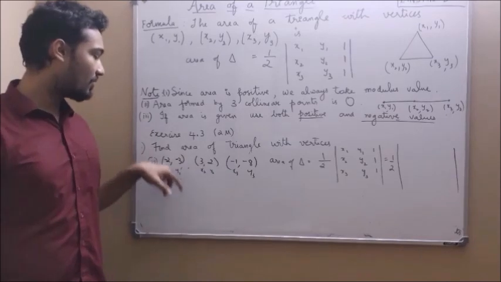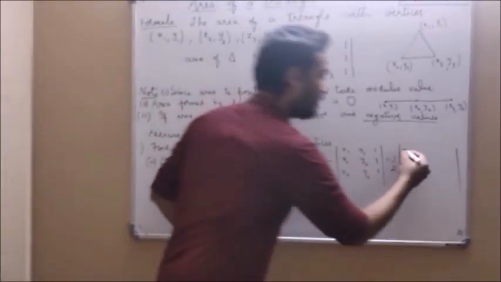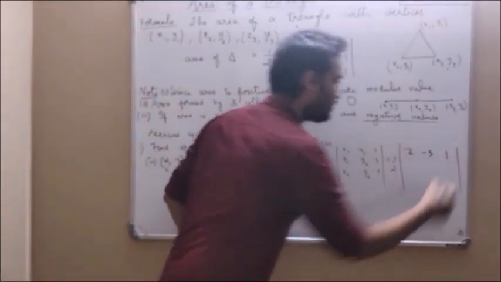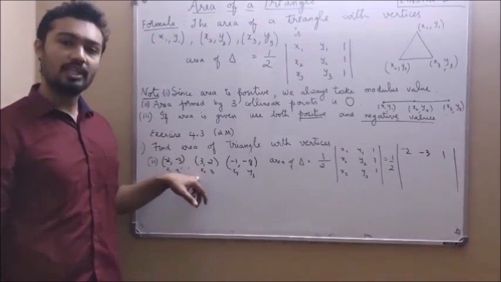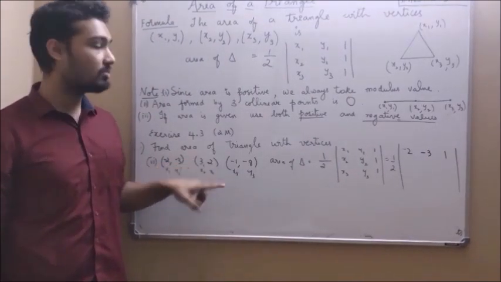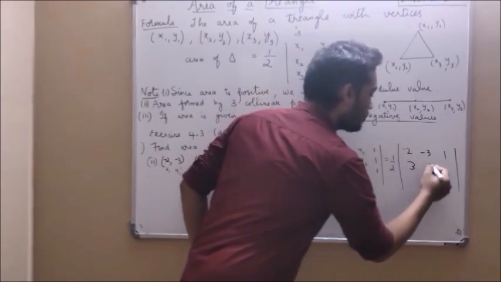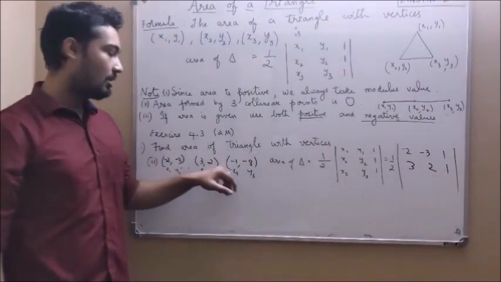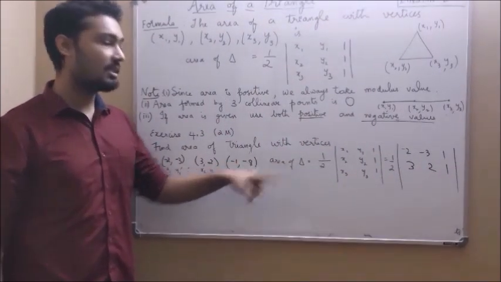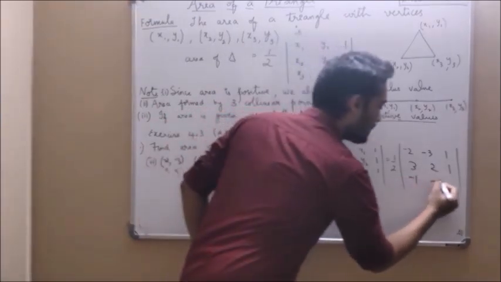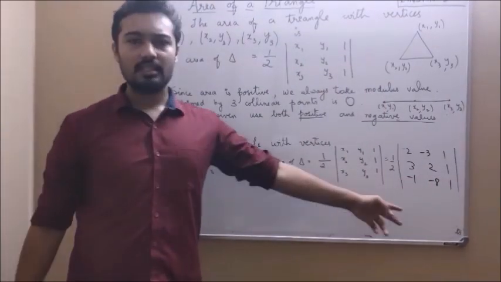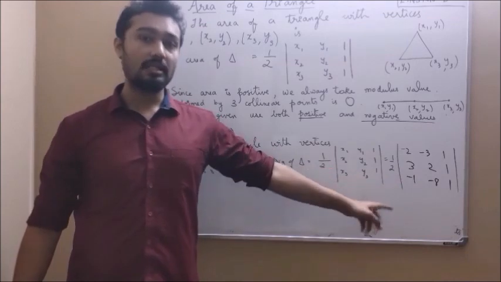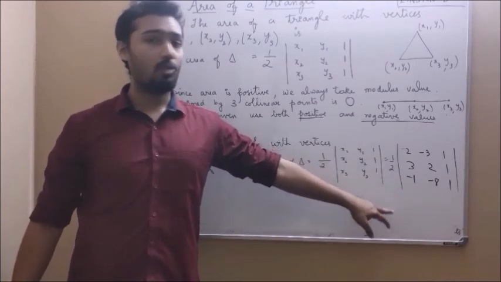So substitute x1, y1 is minus 2, minus 3. So substitute minus 2, minus 3, 1. Then the x2, y2 point is 3 and 2. Substitute 3, 2, 1. Then x3, y3 is minus 1 and minus 8. Substitute minus 1, minus 8, 1. This much over. For this you will get 1 mark. Then you have to take the determinant. How to take the determinant?